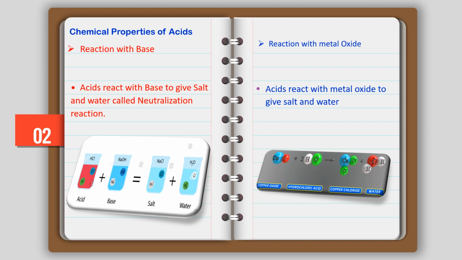Now, reaction with metal oxide. Acids, when they react with metal oxide, form salt and water. The process is the same as the reaction of acid and base, but different metal oxides are involved. For example, FeO with HCl gives FeCl2 plus H2O. Other reactions are also possible.